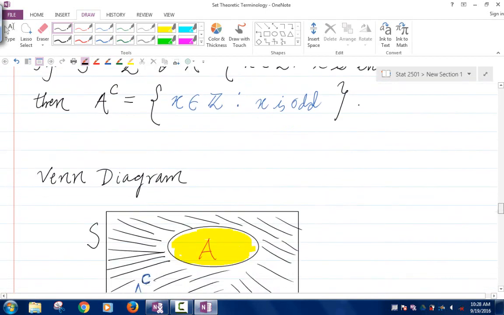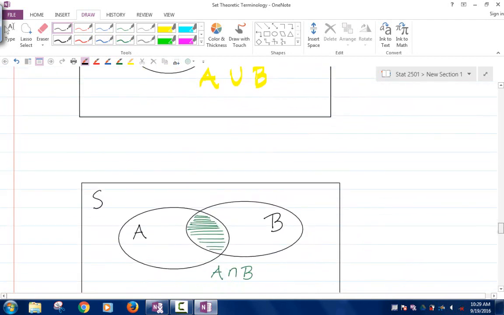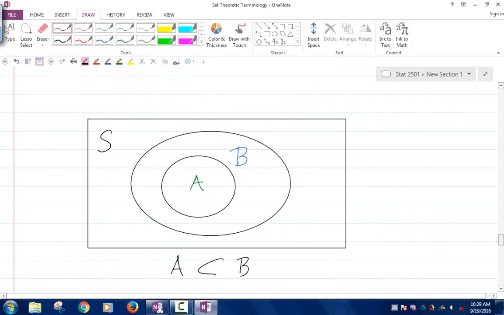Now I want to give you a picture called a Venn diagram of a subset. So what is a Venn diagram? A Venn diagram is a diagram like this. The points within the rectangle represent the universal set S. So all elements come from the universal set S. And then within that, I have the set B. The set B consists of the points within the bigger circle, and the set A consists of points within the smaller circle.